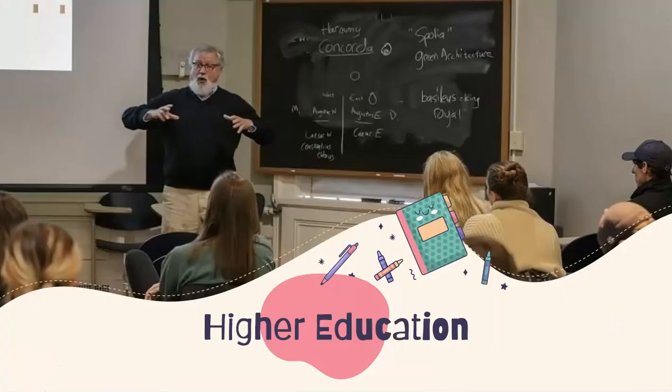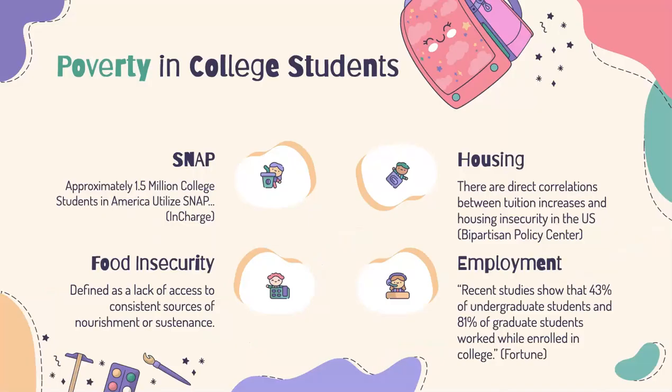The second section I have is about higher education, and I just thought that this was relevant because we are experiencing higher education, and what your journey is as an educator. It will not matter if you're talking to a 5-year-old about what their situation is at home or talking to an adult. These issues affect everybody. So poverty in college students.